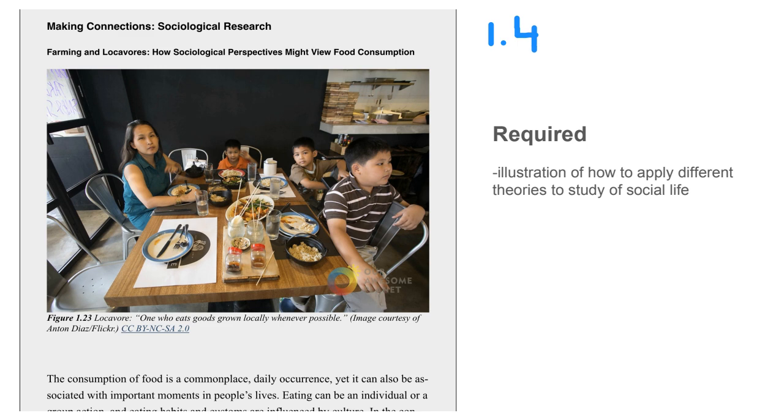1.4 of the online textbook, that I would highly recommend and require you to read, because it's a really good example of the application of these different theories that we're looking at to the same sort of event or issue, which is food consumption. It's a really good illustration of how one thing can be looked at from different perspectives, which are the different theories that we're going to look at. So this box in particular, I would highly recommend, and let's just say I'm going to require you to read it.